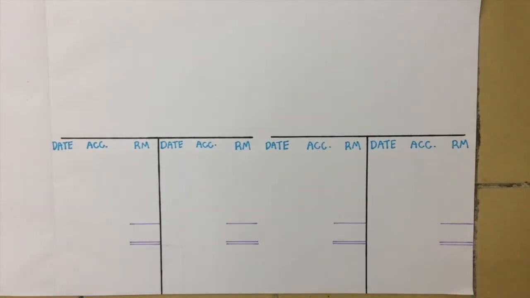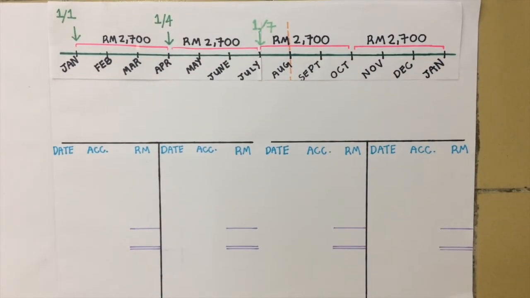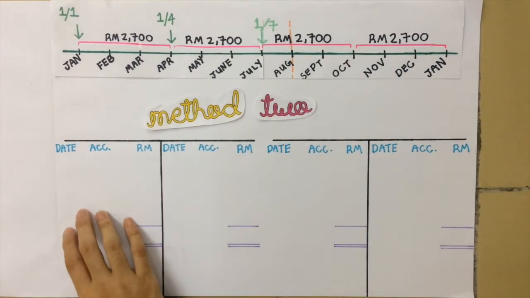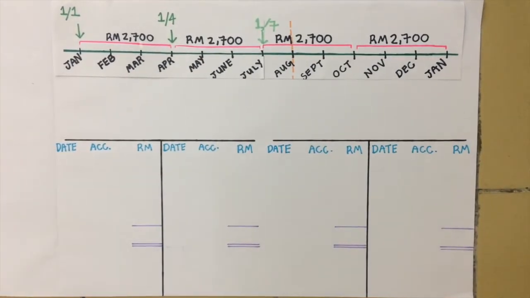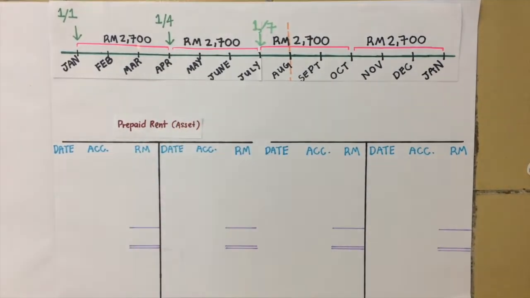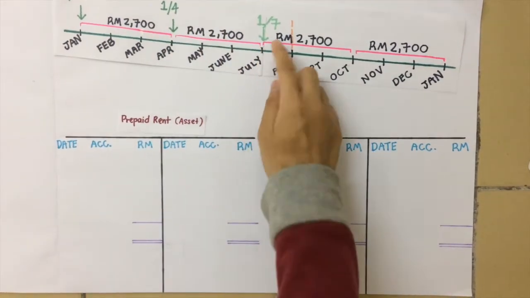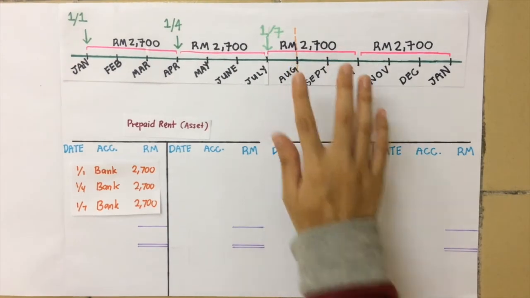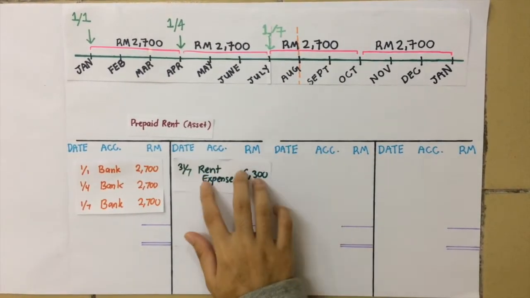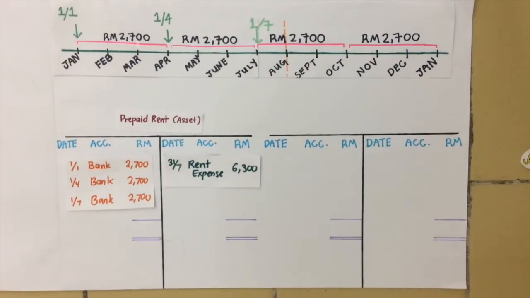Next, I will be introducing method 2 by using the same timeline as before. First, let's open prepaid rent account, which is an asset. As you can see, the payment is on 1st January, 1st April, and 1st July. So, for debit prepaid rent, we record every payment as bank. And on the credit side, we record rent expense, which is the total payment for the fiscal year, which is 2,700 ringgit times 2 plus 900 ringgit.